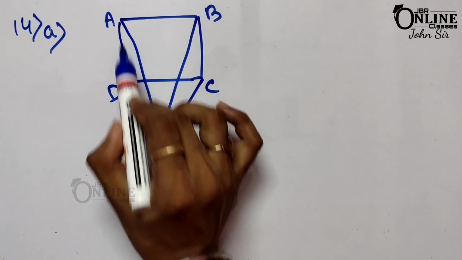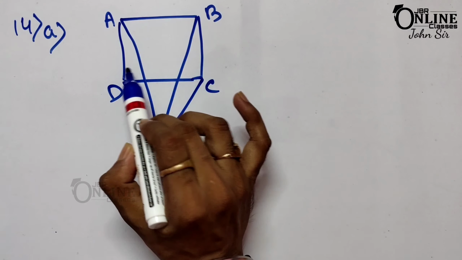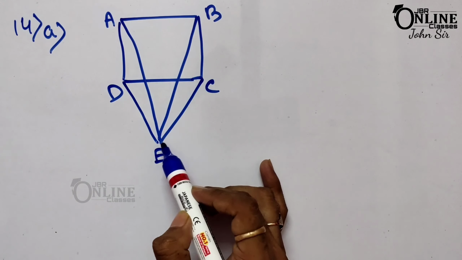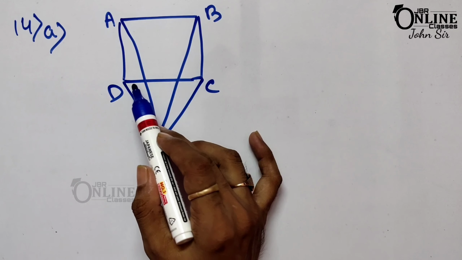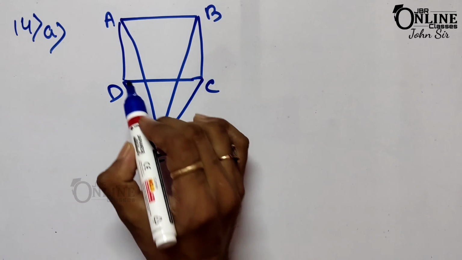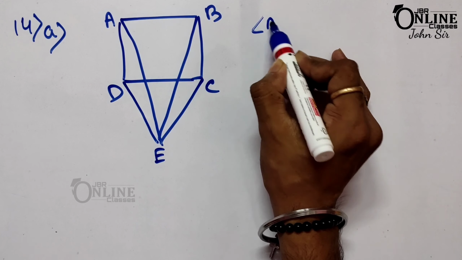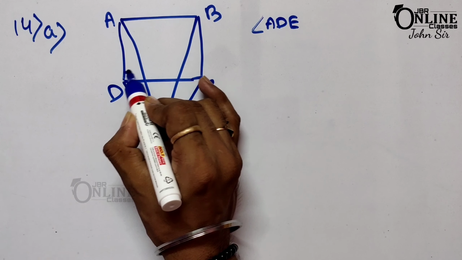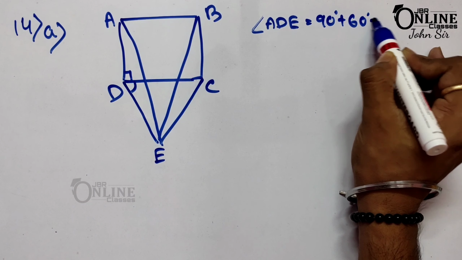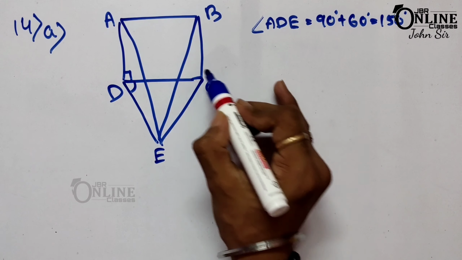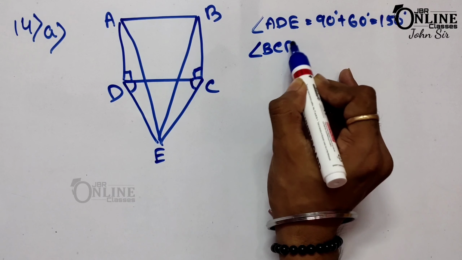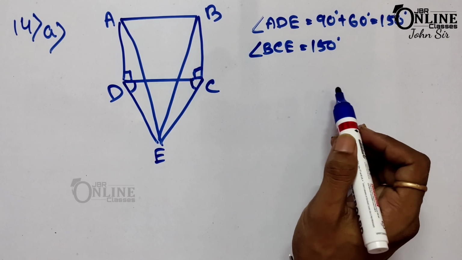Okay, so as ABCD is a square, that means each and every angle equals 90 degrees, and as DEC is an equilateral triangle, each angle of this triangle equals 60 degrees. So here angle ADE, this one equals 90, this one equals 60. So that means 90 plus 60, and that equals 150. Similarly here, this one 90, this one 60. So angle BCE equals 150 again.